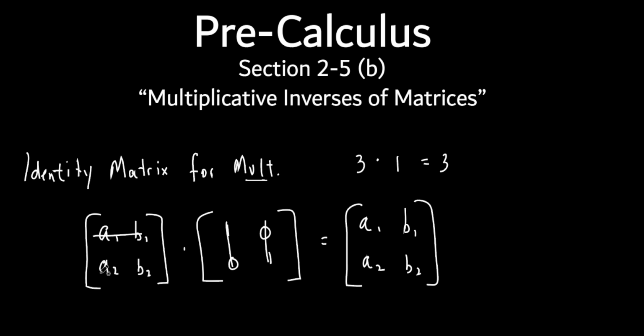Then we do the same thing with the bottom. A2 times 1 is A2, plus B2 times 0 is 0. That's an A2. Then the last one, A2 times 0 is 0, plus B2 times 1 is B2. So that does work. So what's our identity matrix? Our identity matrix is this right here. There are times where we need to know what the identity matrix is. All right, enough of that. I spent too much time on that already.